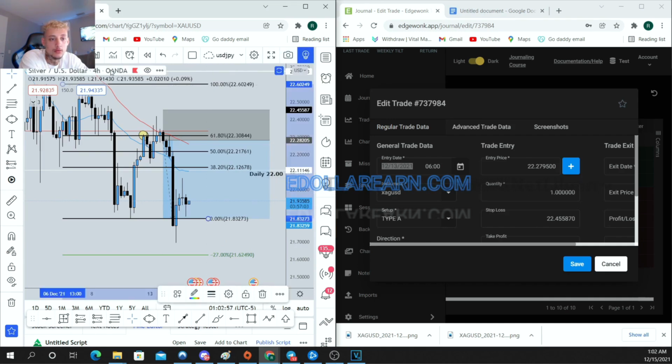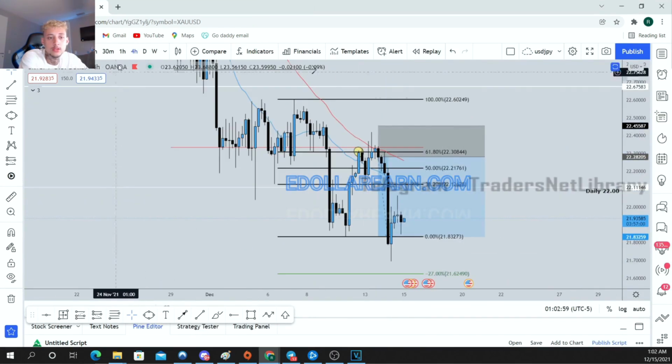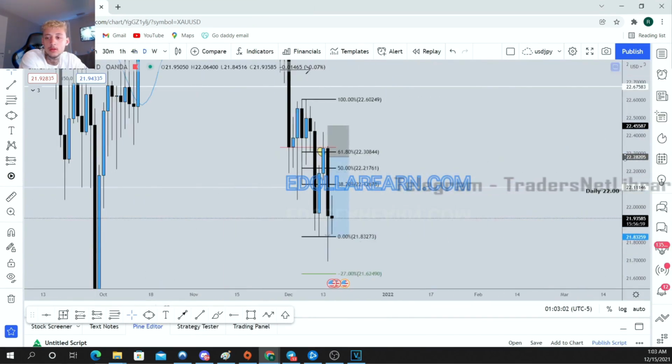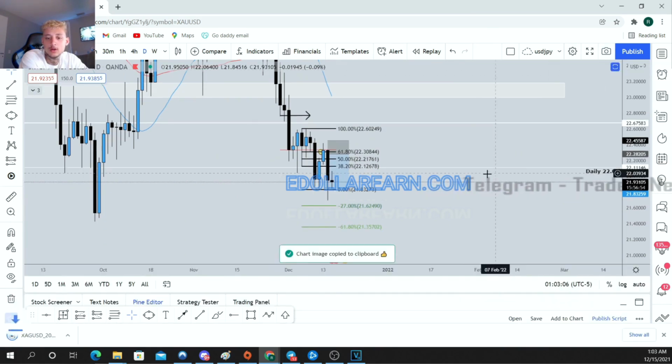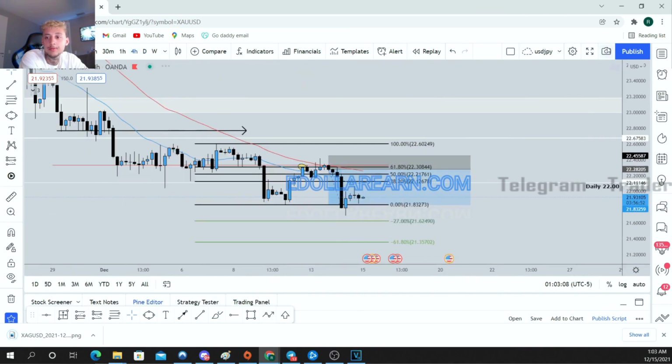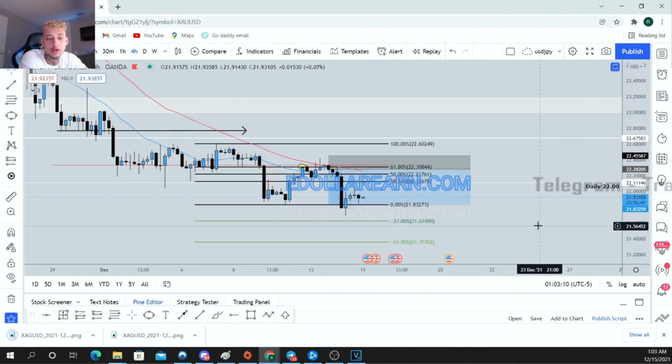Screenshot. Oh, let's actually open it up. So let's go to the daily time frame. Let's take a screenshot. Save chart image. In the 4-hour time frame, then let's take another screenshot here.